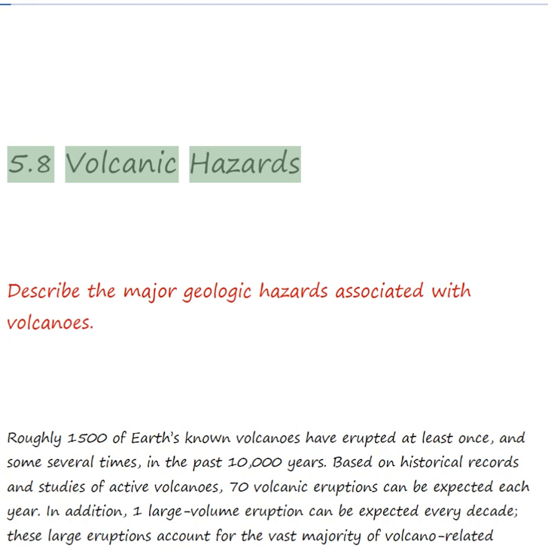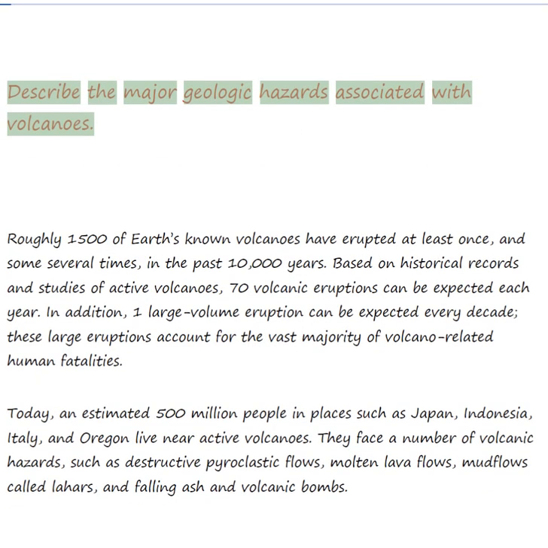5.8 Volcanic hazards. Describe the major geologic hazards associated with volcanoes.